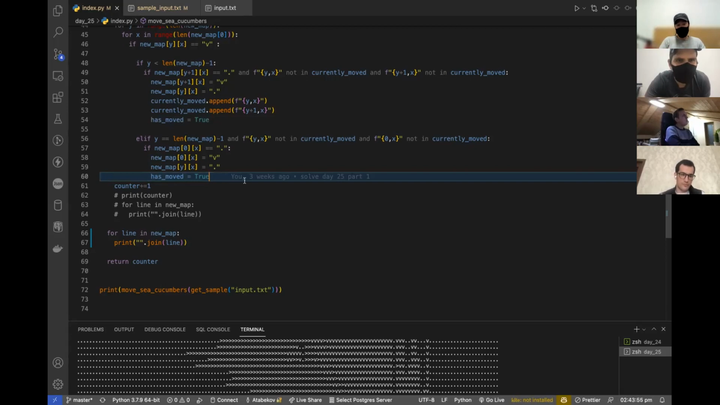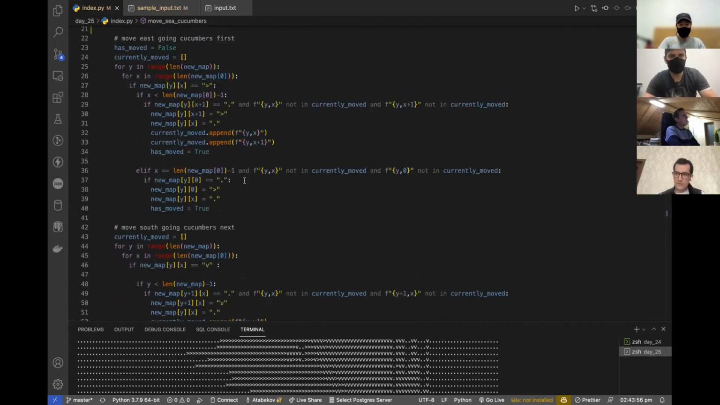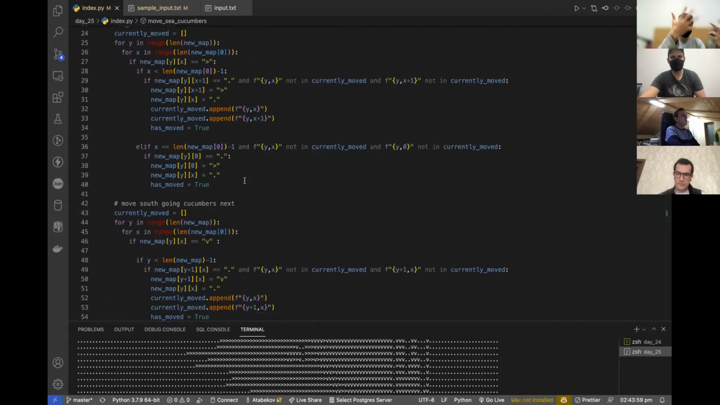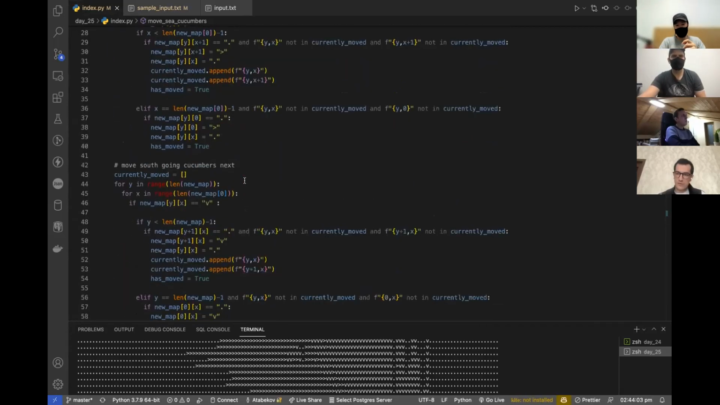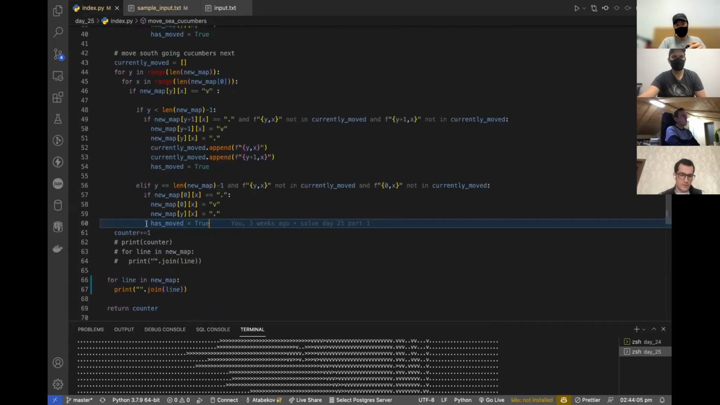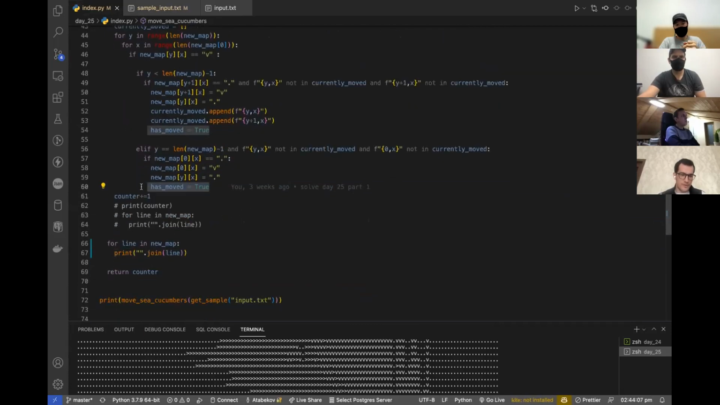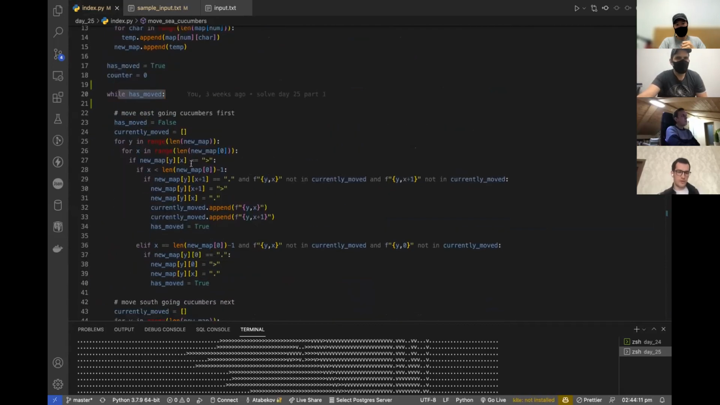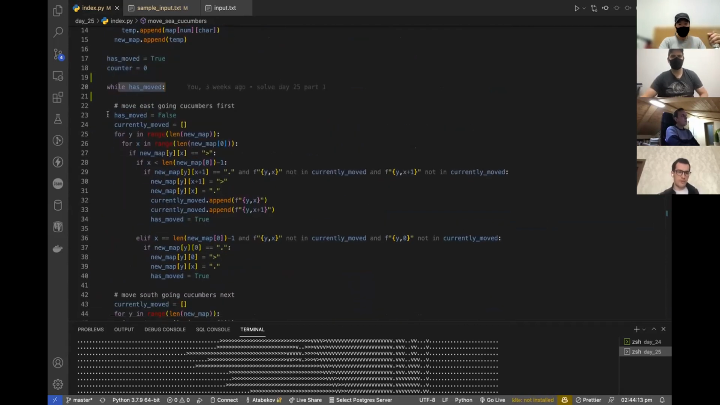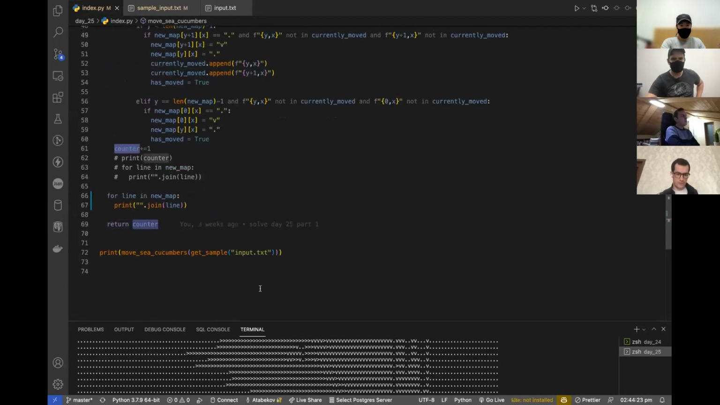But yours works too. I think yours might even be more efficient because you don't have a complete copy of the entire grid. You only have the ones that actually moved. So it's kind of nice. Yeah, so if it has not been set to true, it's false, which means my loop will... Because at the beginning I'm setting it to false, and only if they move, it's changed back to true. Otherwise, it's false, and my loop breaks. And I return my counter.